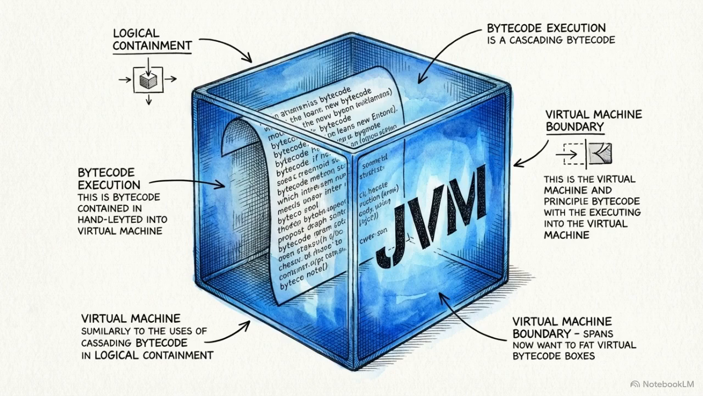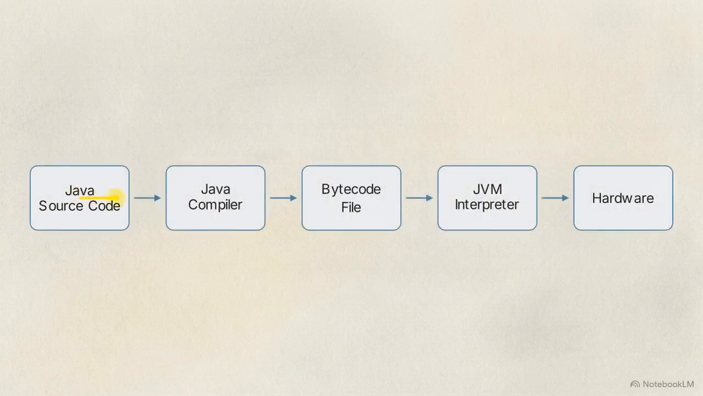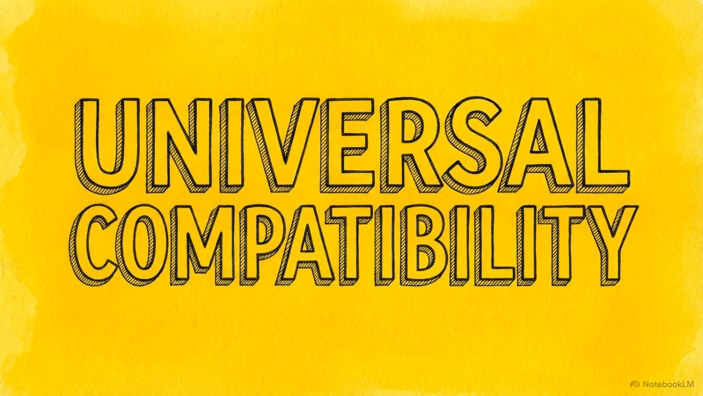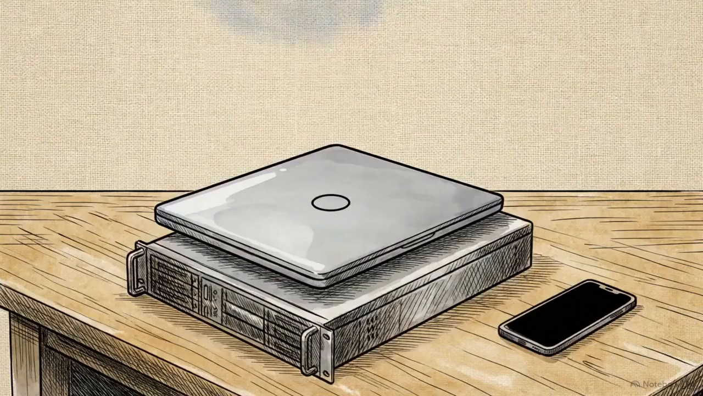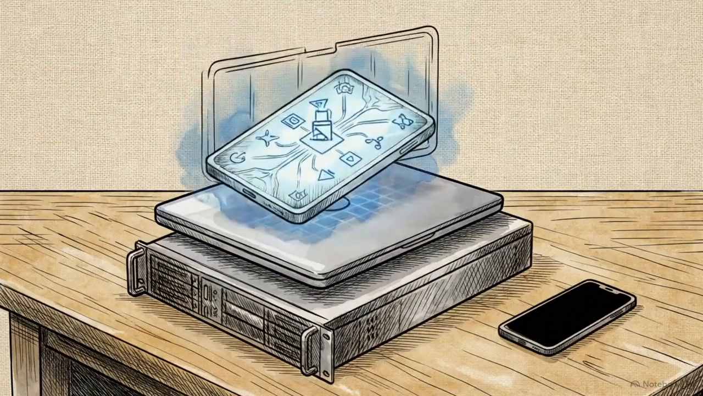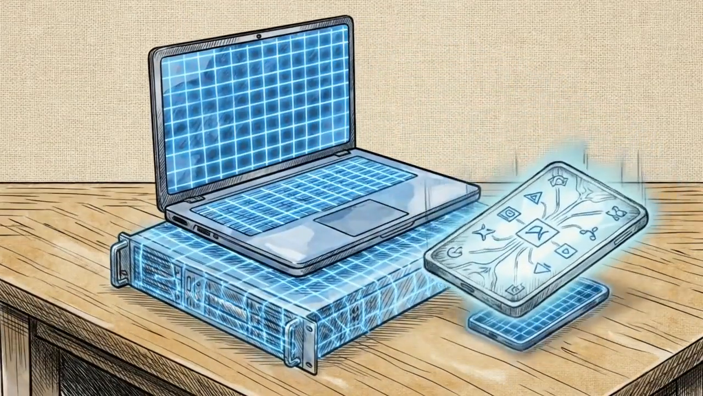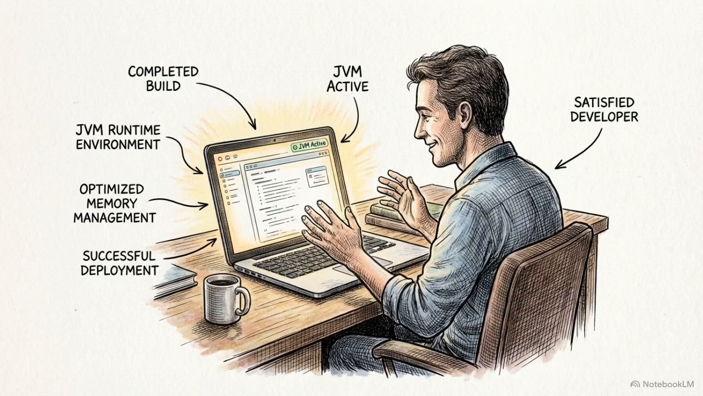To run this bytecode, the host machine uses the Java Virtual Machine, or JVM. The JVM acts as a localized interpreter. It reads the universal bytecode and translates it line by line into the specific binary instructions required by that host machine. This creates the write once, run anywhere capability. Because bytecode is neutral, a single program can run on any platform without being recompiled, as long as that platform has a JVM. Java shifts the task of hardware translation away from the developer and places it onto the host machine's virtual machine.